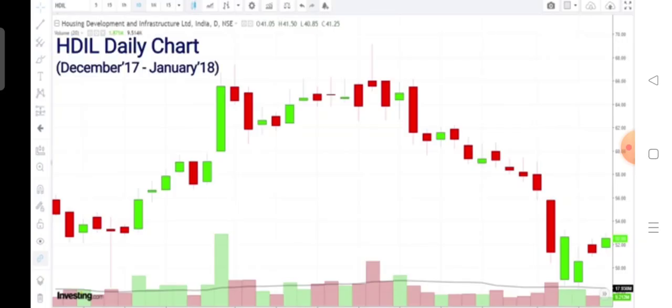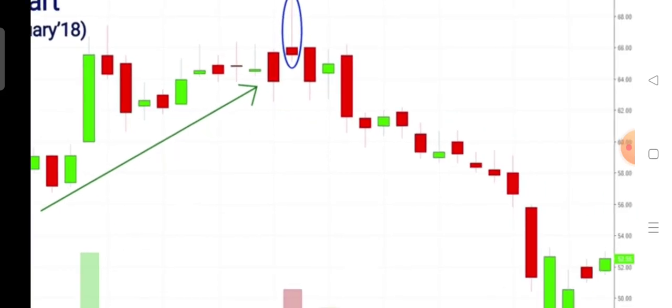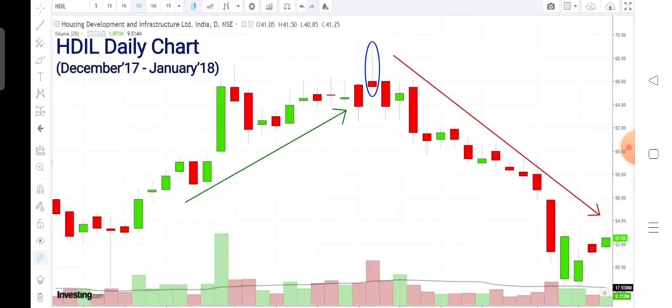Now let me show you an example of the shooting star. Here in the same SDIL chart, as you can see, in the beginning of 2018 a shooting star candle formed. Earlier there was an up move, and after the formation of the shooting star, we can see the next day the price moved below the shooting star candle, and see the kind of down move that unfolded after this. From the 66 odd level, the stock moved to around 48. So that is almost a 25% correction within a span of, I would say, 2 weeks. The stock moved such a distance.